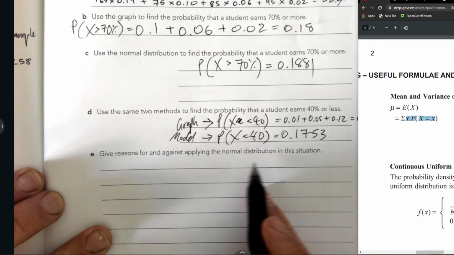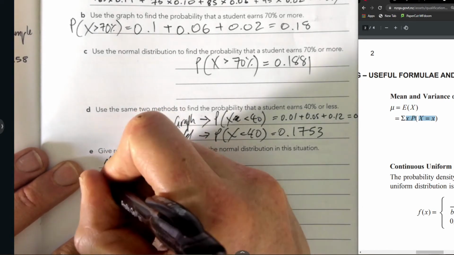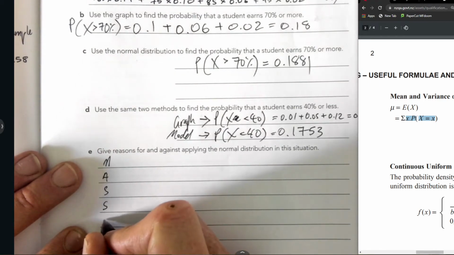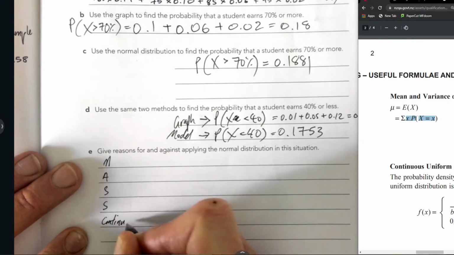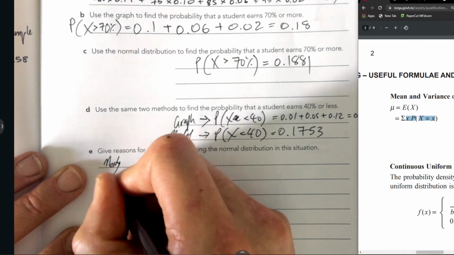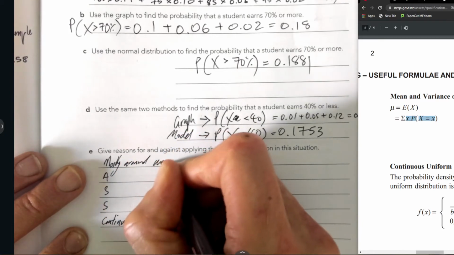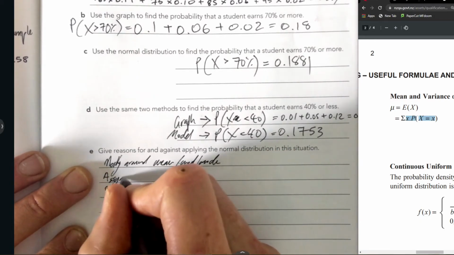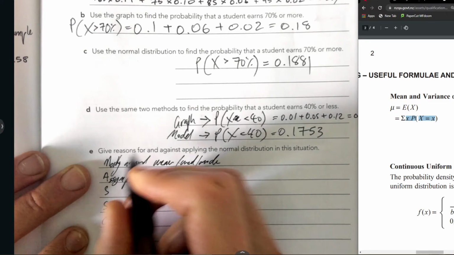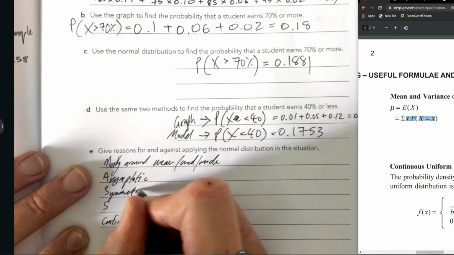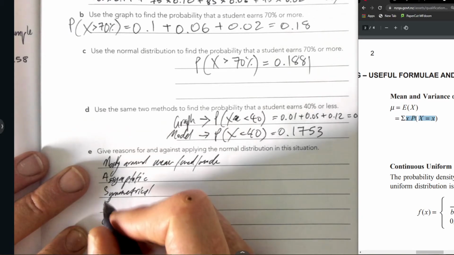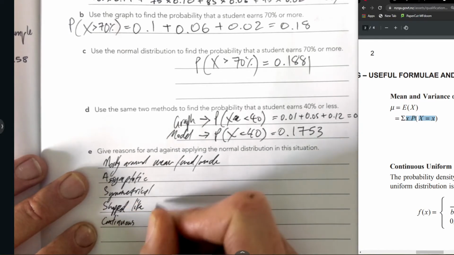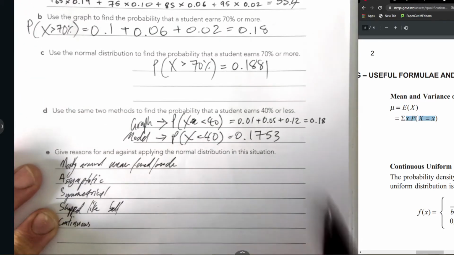Give reasons for and against applying the normal distribution in this situation. Again, M, A, S, S. And then continuous is sort of good as well. Continuous, mostly around mean, median, mode. Asymptotic and symmetrical. And shaped like a bell. So I just write them down and then I actually do them.